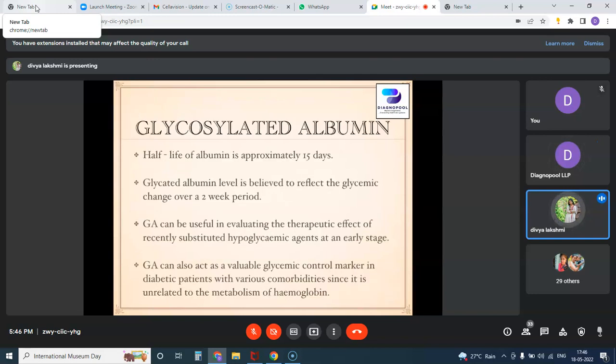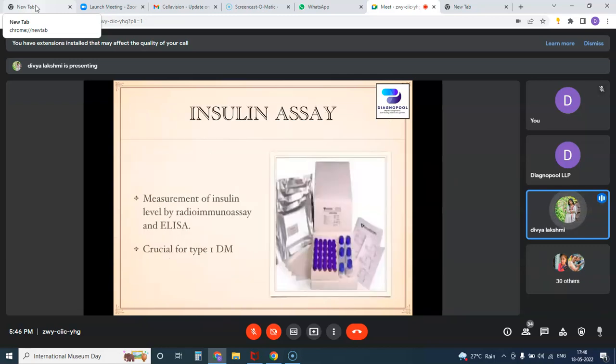Next is glycosylated albumin. Similar to HbA1c and fructosamine assay, glycosylated albumin reagents are also available. This one also can show retrospectively, that is 15 days back, what the sugar level was. Next is insulin assay. In type 1 diabetes mellitus or in type 2 diabetes, in the initial diagnosis, we need to assess whether the insulin is released or not, or in patients who are taking insulin treatment, whether the insulin is there or not. To identify that, insulin assay can be done using radioimmunoassay and ELISA techniques.